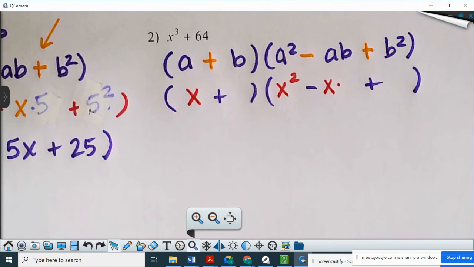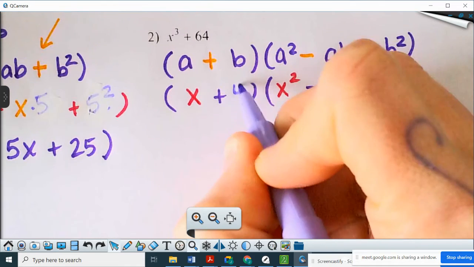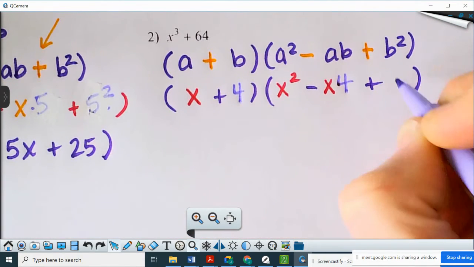So 64, like I said, the square root is 8, but that's not what we want. We want the cube root, which should be 4, because 4 times 4 is 16, and 16 times 4 would give me 64. So we're going to plug in a 4, and 4 squared.